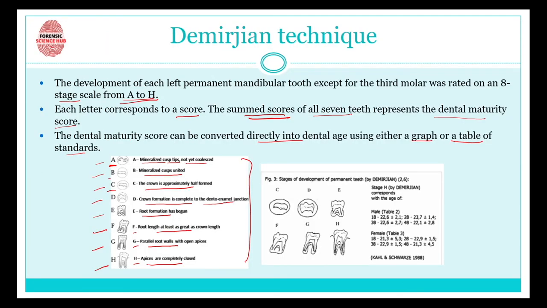Then Demirjian's technique rated different teeth from A to H, and then those scores were summed and the dental maturity score was converted into dental age.